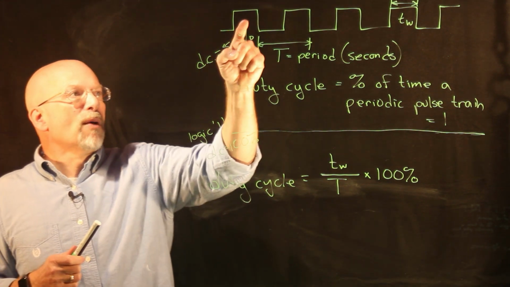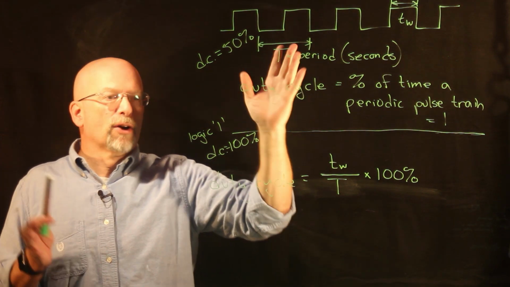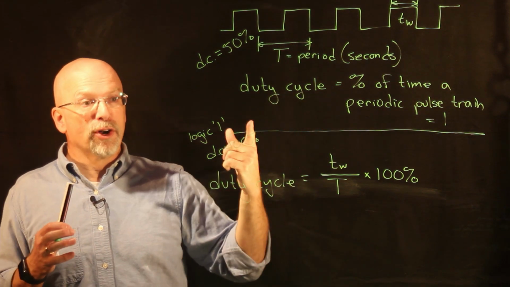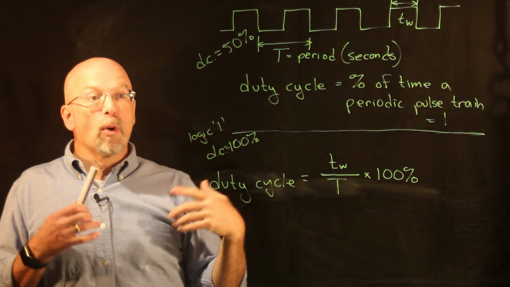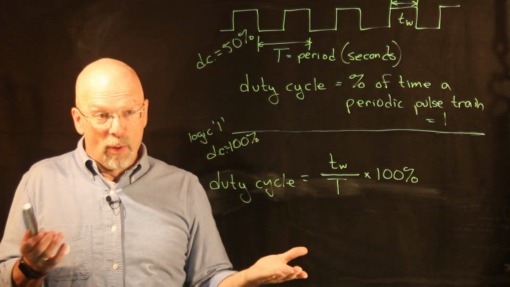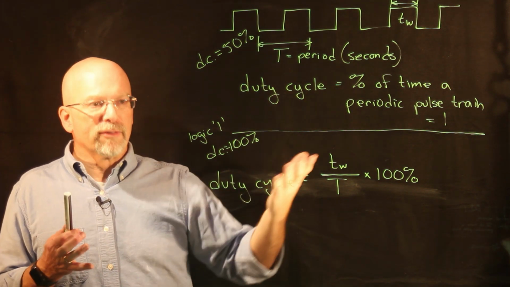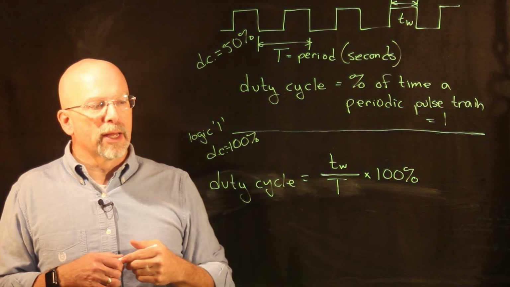If T is, say, 1 second, a 1 hertz signal, and T sub W is equal to 0.5 seconds, then 0.5 over 1 gives us 0.5, and times 100 gives us 50%.